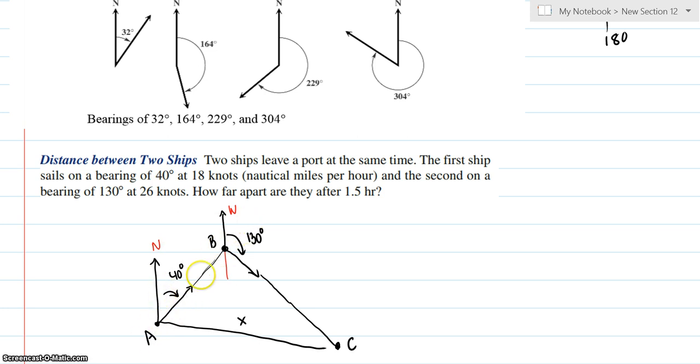This is a transversal line through two parallel lines. So this one and this one have to be the same. So that has to be 40 degrees also. Okay. That's only part of that angle.